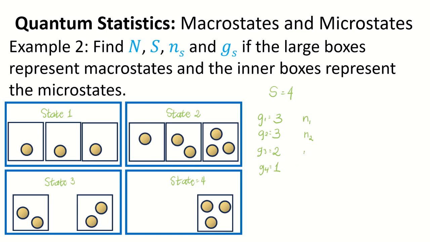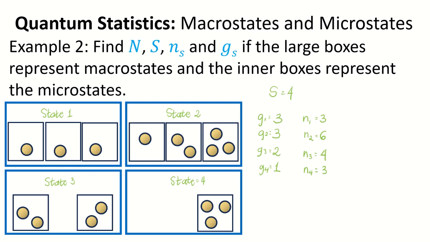Now let's find how many number of particles are there in each of the state. So we write n sub 1, n sub 2, n sub 3, and n sub 4. For n sub 1, we have 3 particles in state 1, so you write n sub 1 is equal to 3. For state 2, we have 6 particles. For state 3, we have 4 particles, and for state 4, there's a total number of 3 particles.